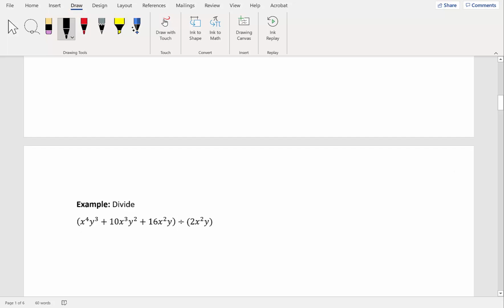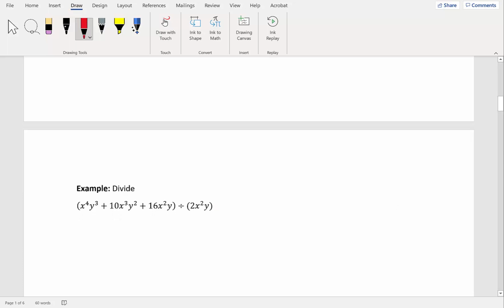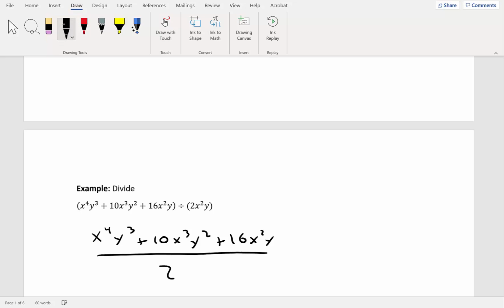Okay, next one. Divide x to the 4th, y to the 3rd, plus 10x cubed, y to the 2nd, plus 16x to the 2nd, y, divided by 2x squared y. Notice, we're dividing by one term. We're dividing by a monomial. Let me go ahead and rewrite this problem. It's very similar to the previous problems that we did. So this is really x to the 4th, y to the 3rd, plus 10x to the 3rd, y to the 2nd, plus 16x to the 2nd, y, divided by 2x squared y.